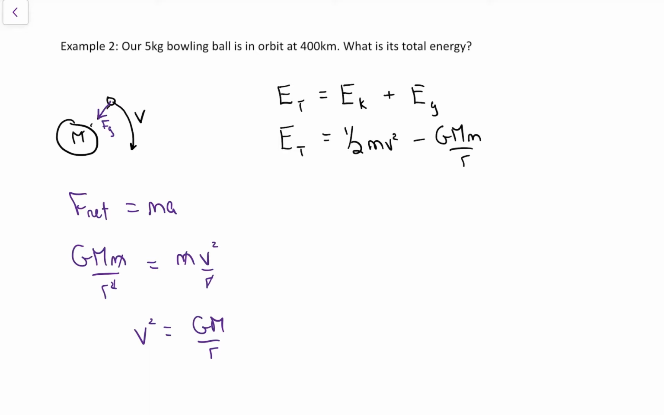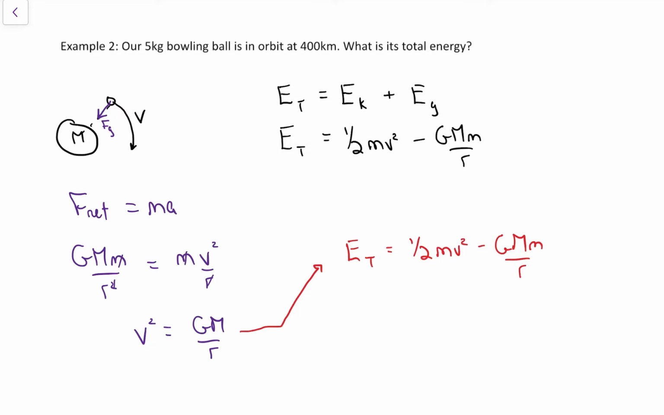To find the total energy of our satellite, we need to know the speed. So this little stuff I did here in purple gives us a value of the speed. As we talked about in centripetal, there's a connection between how high something is and what its speed is. So we now know v squared, or at least an expression for v squared. I can substitute that into our general equation for total energy.